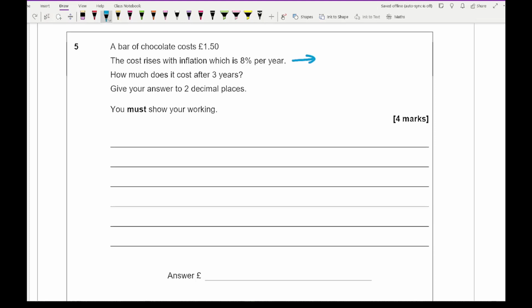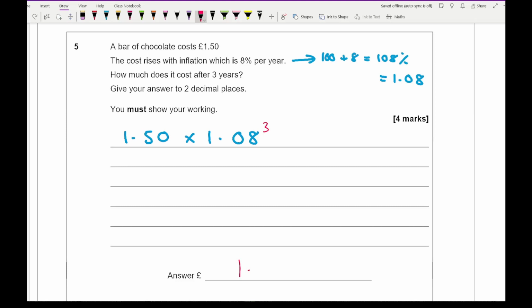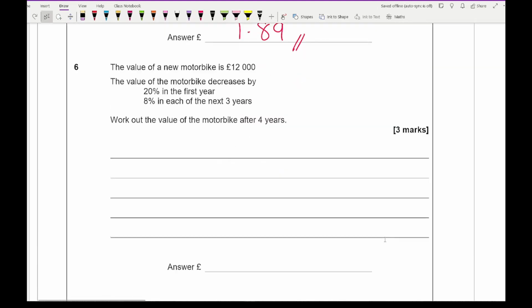Well, inflation and it rises means it's an increase. So again, 100 plus 8 is 108%, and that as a decimal is 1.08. So it's going to be £1.50 multiplied by 1.08 to the power of 3 years, and if I type that all into my calculator, I get an answer and round the number up to 2 decimal places of 1.89. So it's going to be £1.89 for that bar of chocolate in 3 years' time.